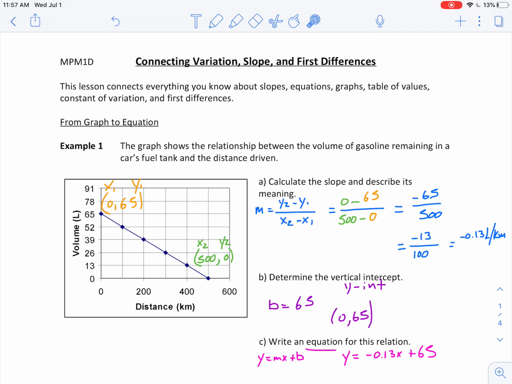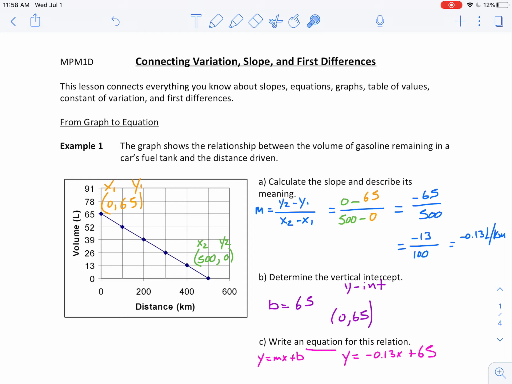My change in up and down is my y2 minus my y1 value. That'll give me this distance. And my change in left and right would be my x2 value minus my x1 value. So I end up getting 0 minus 65 over 500 minus 0, which means negative 65 over 500. Or we went through 65 liters to travel 500 kilometers.